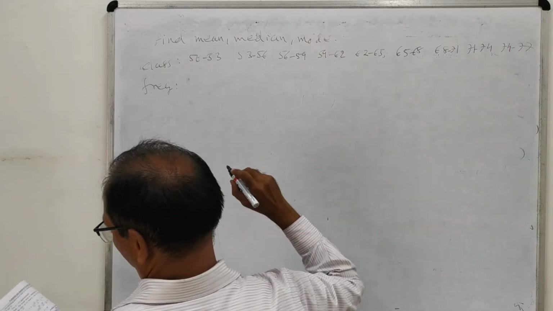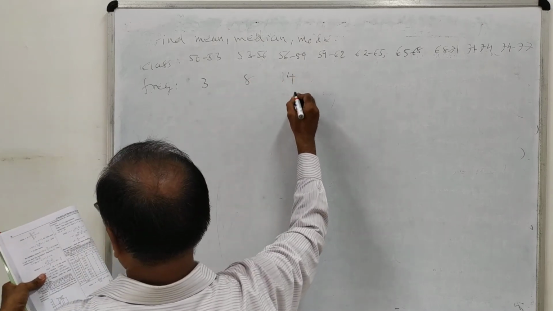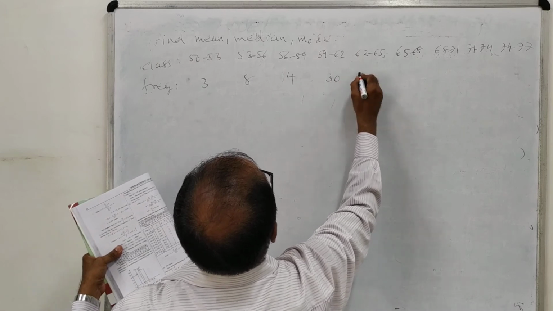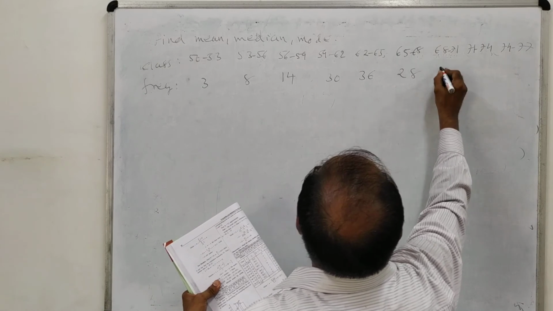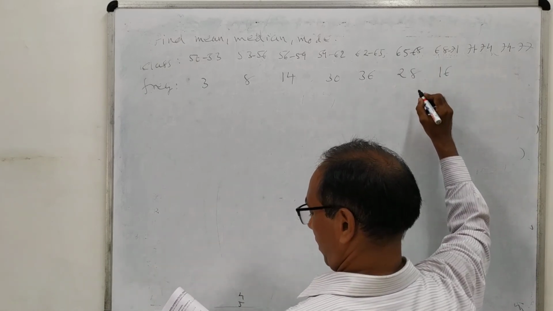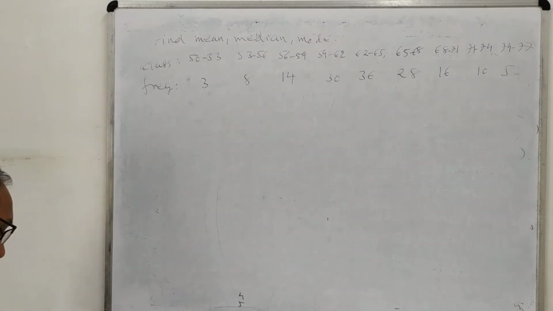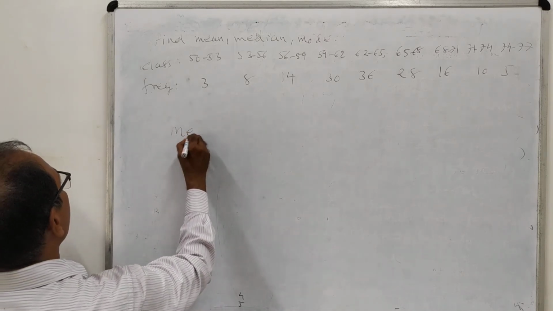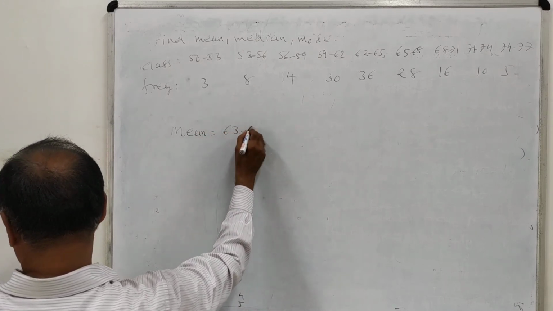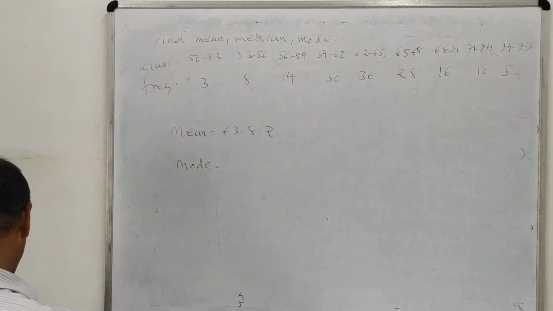And the frequencies are given as 3, 8, 14, 30, 36, 28, 16, 10 and 5. So in this problem you can do the same process as we discussed in the last example. If you want to find out the mean, then the mean will be 63.82. If you find the mode, I have obtained the mode first because it was very easy to find.